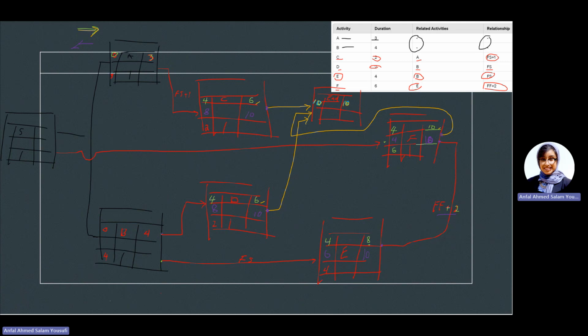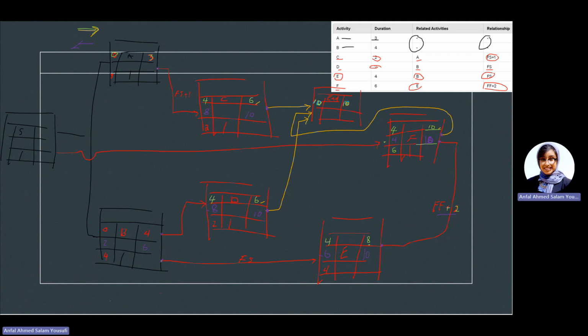Let's see B. B, it is having two outputs. It is either an 8 or a 6. And we normally take the smaller number, that is 6. So 6 minus 4, that is 2. So the latest I can start B is in day number 2.